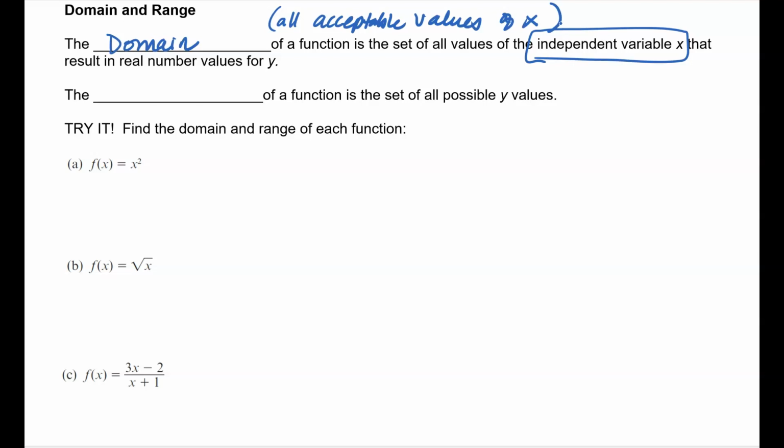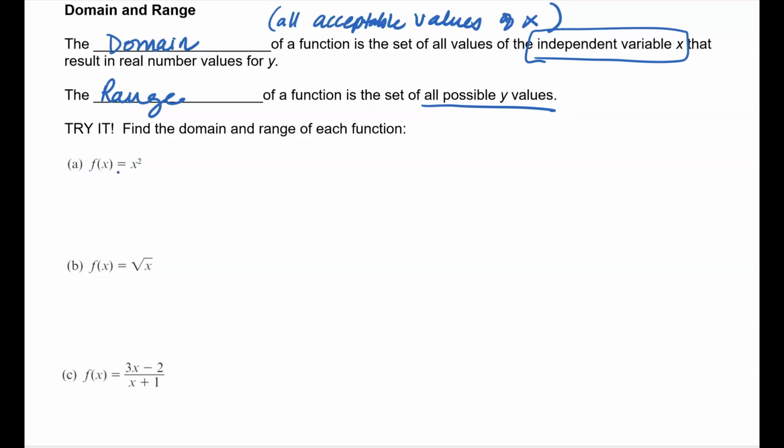It resulted in a problem. So if I were going to talk about the domain for that, I would say x can't be -3. It doesn't work. The range of a function is the set of all possible y values. So what's possible to get out as an output after you put any x value that you're allowed to put in as an input.